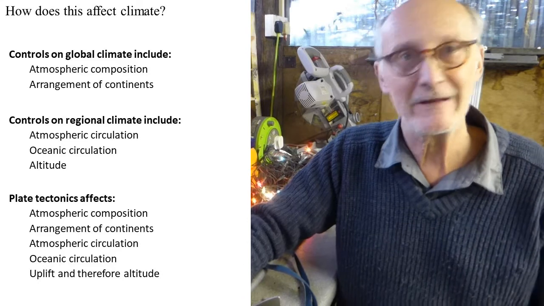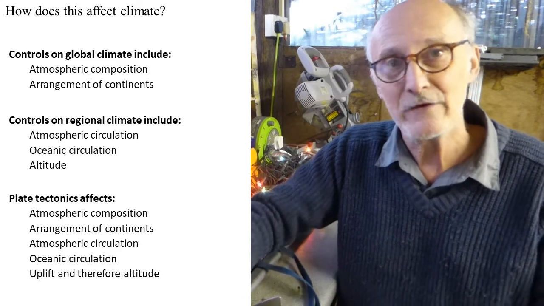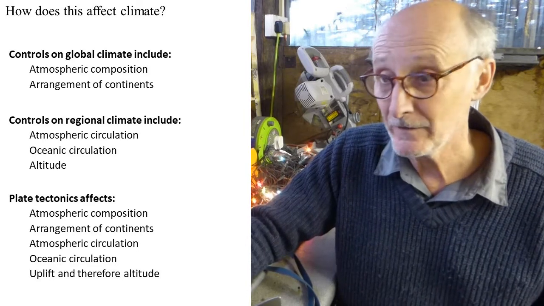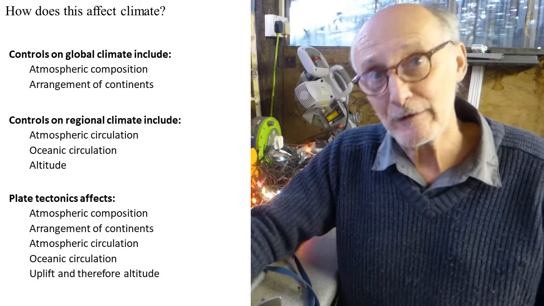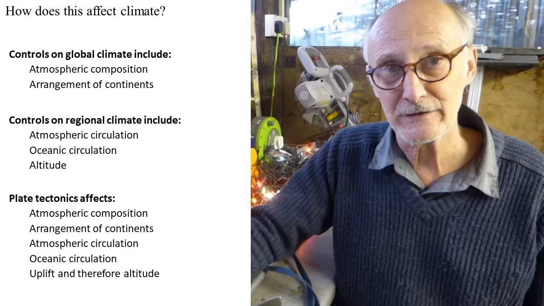Where's the jet stream going? Is there a jet stream? How's the atmospheric circulation working? Well, that will determine where you get different types of climate around the planet at particular latitudes, depending on that atmospheric circulation. And also, and connected with the atmospheric circulation, of course, the oceanic circulation.